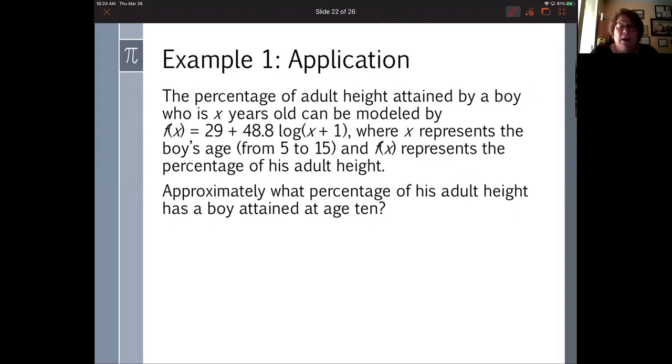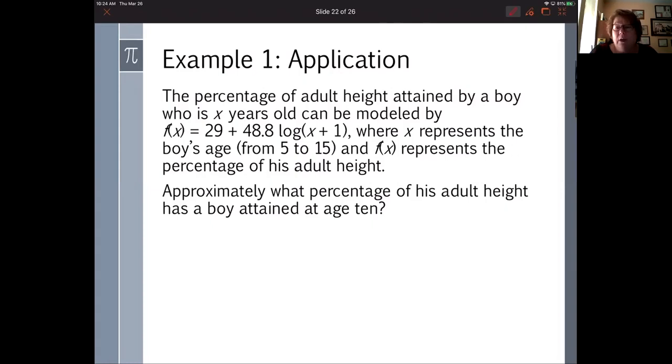The percentage of adult height attained by a boy who is x years old can be modeled by f of x equals 29 plus 48.8 times the log of x plus 1, where x represents the boy's age from 5 to 15, and f of x represents the percentage of his adult height. Approximately what percentage of his adult height has a boy attained at age 10?